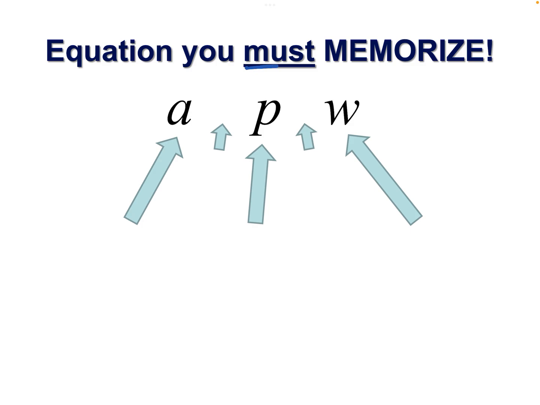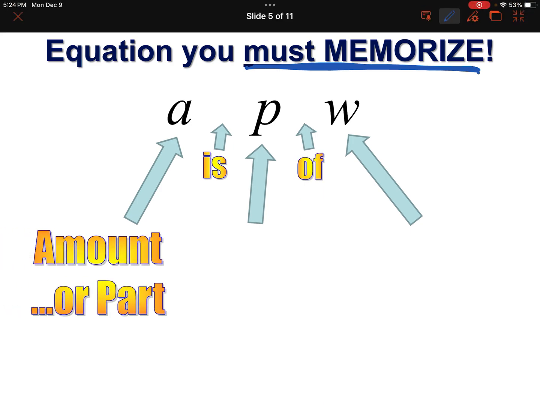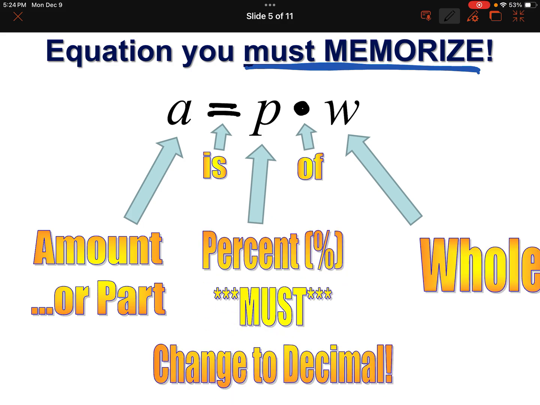It says at the top, you must memorize this equation. The equation is A is and of, oh, it's not written in here. I need to write it in here. Oh no, there we go. A equals P times W. Okay, so in your notes there, let's fill in what each of these mean.